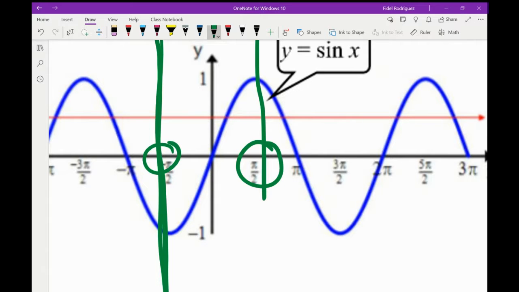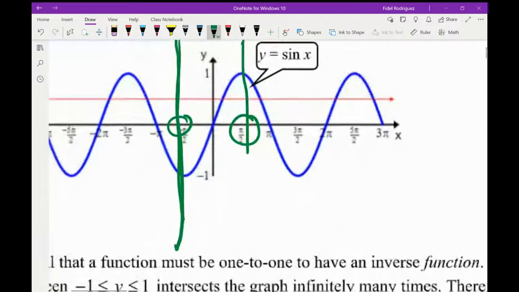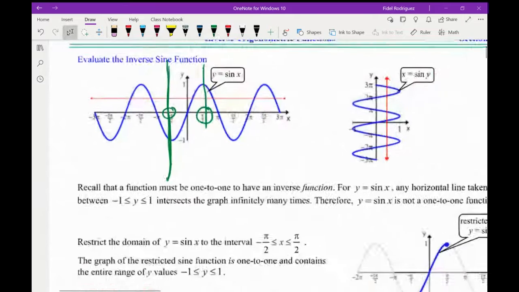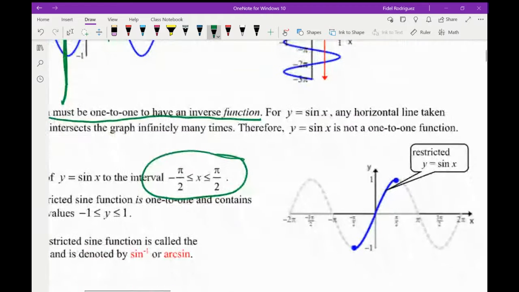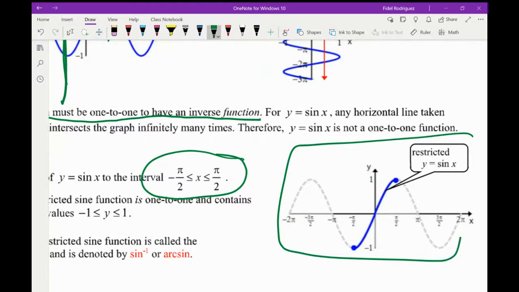Okay? And I'm going to explain what that means. I'm going to show you how we're going to do some inverse stuff in a second. This part earlier says, recall that a function has to be 1-to-1 to have an inverse function. That's that horizontal line test. So in order for us to have an inverse, the function has to be 1-to-1. So what we do is we restrict the domain, between negative pi over 2 and pi over 2. And so that's exactly what this picture over here is, because now we're only looking at this part of the graph.